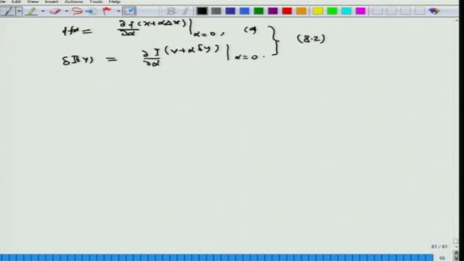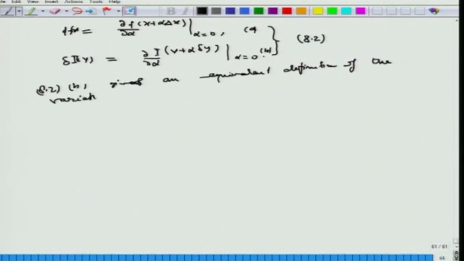let us say this is A and this is B. So, 8.2 B gives an equivalent definition of the variation delta I y of the functional I y, provided 8.1 holds.